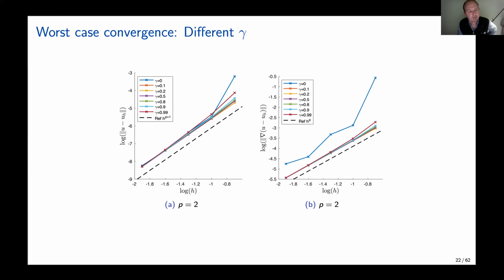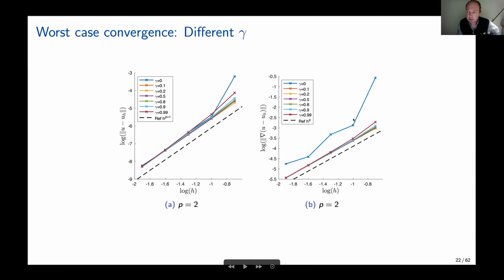So let's look at a couple of examples. These are again the C1 quadratic splines, and here we look at the convergence for different gamma. Blue is gamma equals 0, so all elements are large, so we have basically done nothing. Then we gradually increase gamma up to 0.99. This is the L2 norm and this is the energy norm. We can see that it's very insensitive to the parameter gamma, which is good.